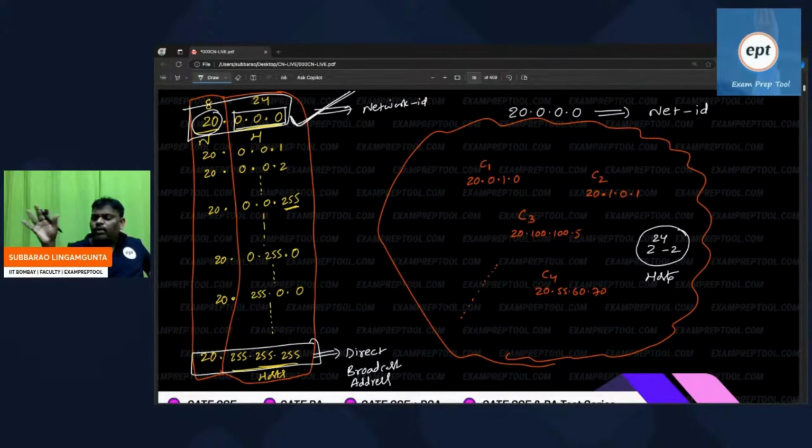In every network, listen, any network you take, host part all zeros and host part all ones, you cannot give to any computer or any host. They are meant for special purpose. Host part all zeros is the network ID. Host part all ones is the direct broadcast address.